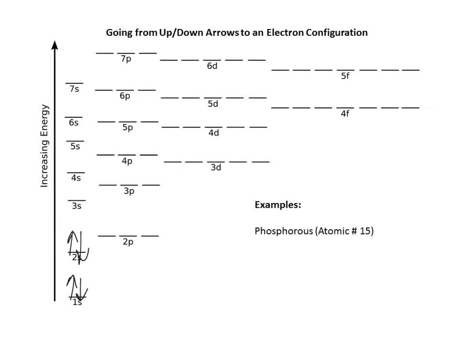I have 9 left. So there's 1, 2, 3. Remember, we fill these singlets first before we double them up. And there's 10, 11, 12. Now I can move to my P. 13, 14, 15. So that would be the correct configuration for phosphorus using the orbital diagram.